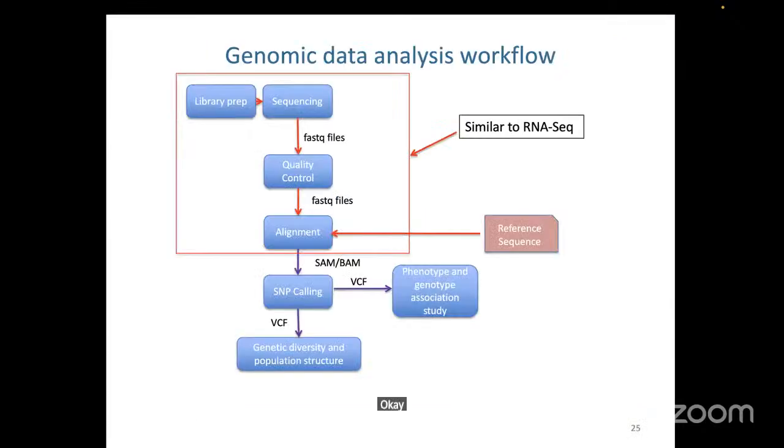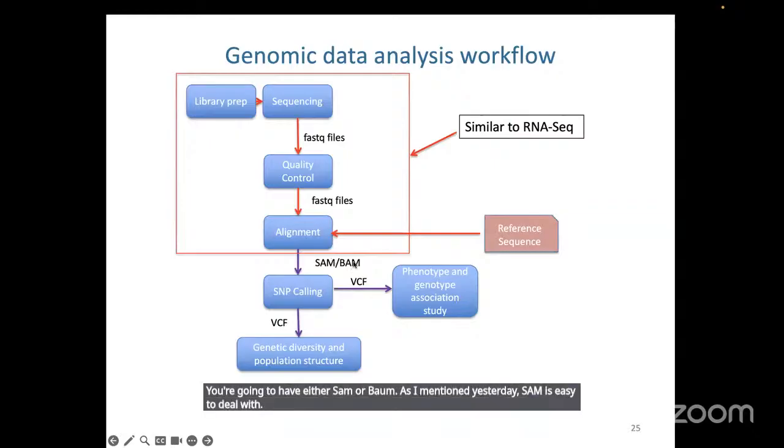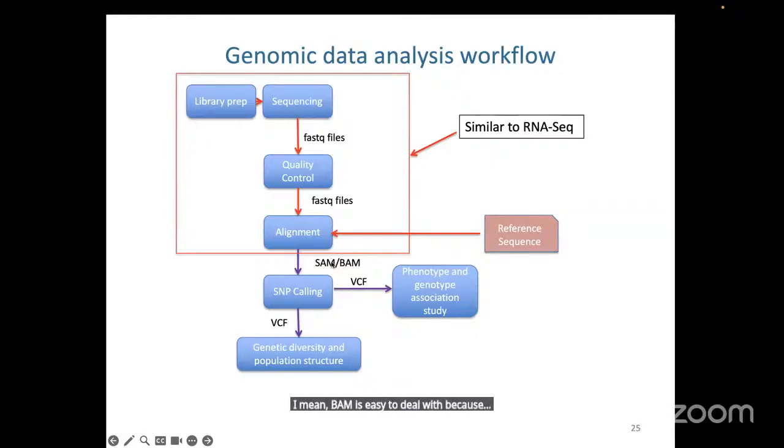Okay. So this part is the same as what we did the last 2 days. And then when you do alignment, when you align with the reference genome, you're going to have either SAM or BAM. As I mentioned yesterday, BAM is easy to deal with because it is a binary format of SAM. And then you do your SNP calling, and then you can do this, okay?